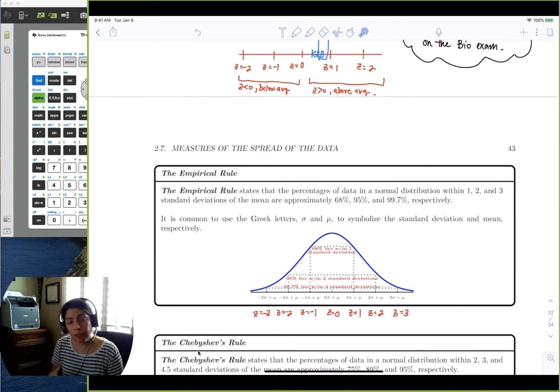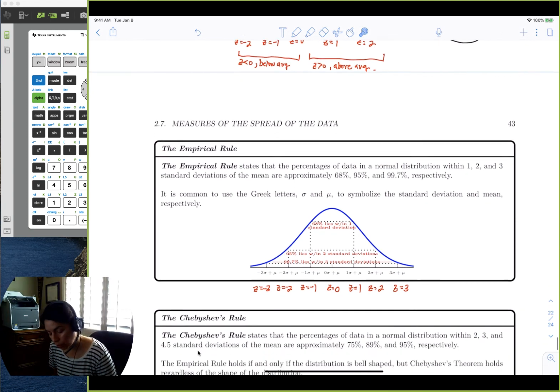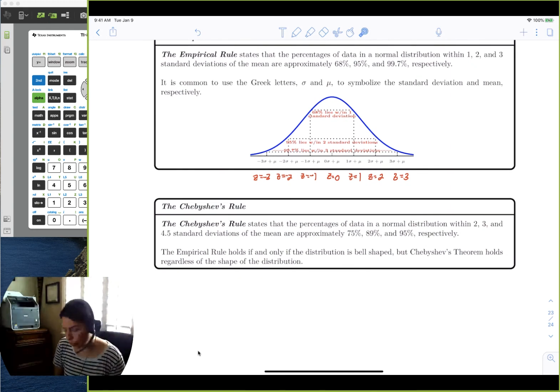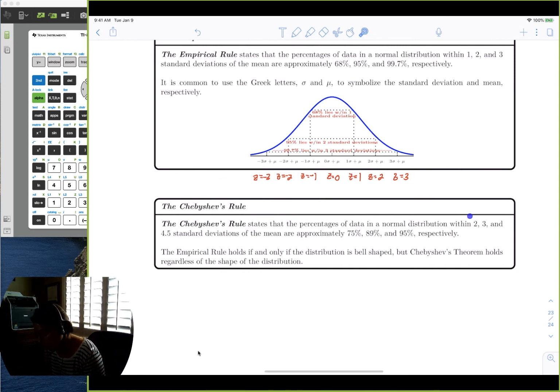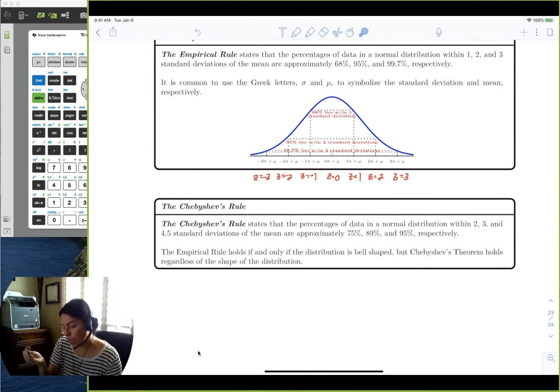Now, there is a different rule that's very close to the empirical rule. The empirical rule is the most popular, but there is Chebyshev's rule. And that's essentially the empirical rule, except the percentages are just a tad different. Here it says that if you're within 2 standard deviations, that's 75% of your data. So notice 2 standard deviations was 95% would lie between those two values. Chebyshev's rule says that 2 standard deviations away, 75% will lie within those two. 89% lies within those two values, 3 standard deviations away. And if you're 4.5 standard deviations away, 95% of your data will lie within there.